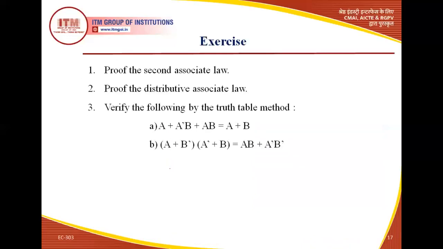Now these are some exercises which you can do, that is the proof of the second associative law and second distributive law. You can also prove these Boolean functions by using the truth table method. That means A plus A bar B plus AB equals A plus B, and second, (A plus B bar) dot (A bar plus B) equals AB plus A bar B bar. So these are the exercises.